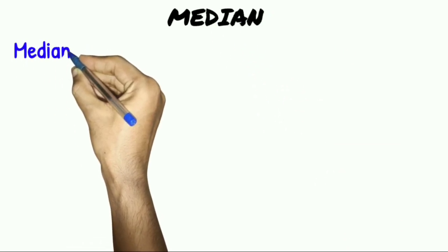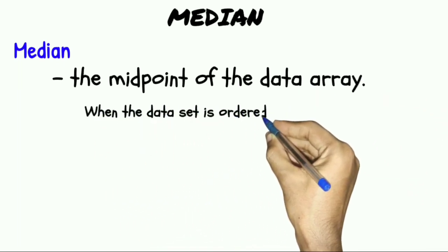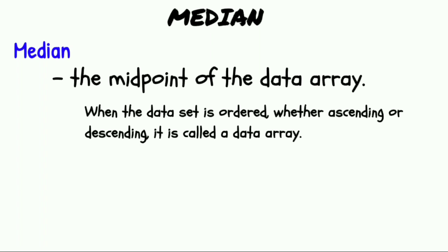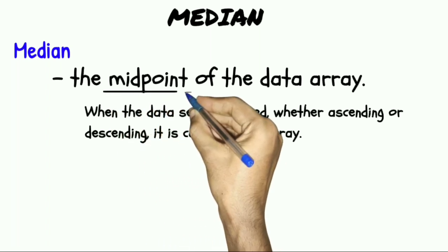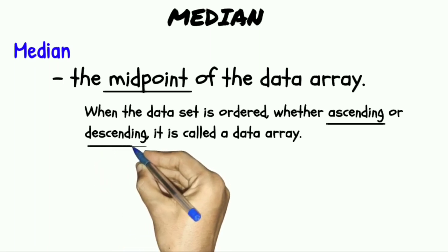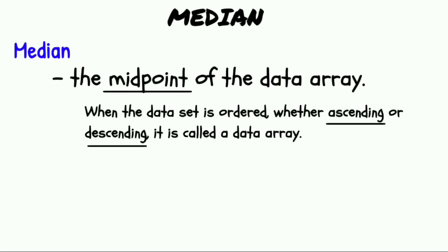After the mean, let's proceed to the median. The median is the midpoint of the data array. When the data set is ordered, whether ascending or descending, it is called a data array. Usually kasi yung dataset natin ay hindi pa siya ordered. Pero once na-order na siya, whether in ascending order or descending order, ang tawag na dun sa dataset ay data array. That's why sa median, since yung median is the middle of the data array, kailangan muna nating i-arrange yung ating dataset in order. Usually ang order ay ascending. Pag sinabi nating ascending, from lowest value to highest value. Pag sinabi naman nating descending, it means from the highest value to the lowest value.